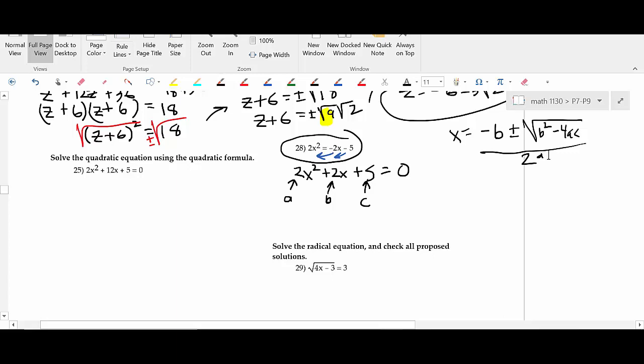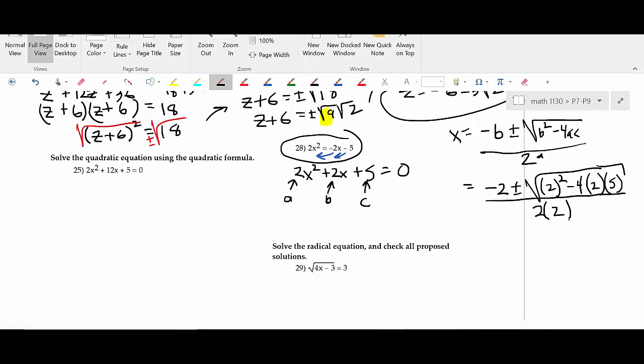And usually students do fine with this, although sometimes there are some issues at the very end. So it's going to go like that. B is 2, so you'll say negative 2. Underneath the radical, you're going to have b squared. B is 2, so we're going to do 2 squared, minus 4 times a, which is 2, times c, which is 5. And then there's a big fraction bar, and that's all over 2 times a. Students always do that fine. That's not an issue for students. Plug in the formula and calculate.